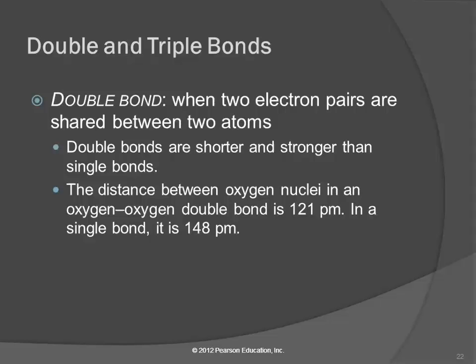So double bond, two pairs of electrons being shared. Double bonds are shorter and stronger than single bonds. And just as an example, I'm not going to quiz you on this, but if you look at two oxygen nuclei and look at the distance between them, which is one way to measure bond length, if you have a double bond, it's 121 picometers, and if you have a single bond, it's 148 picometers. Pico is 10 to the minus 12 meters. So there is a significant difference there, 121 to 148. So what happens is that when you're sharing more electrons, it pulls those atoms closer together, and it's stronger.